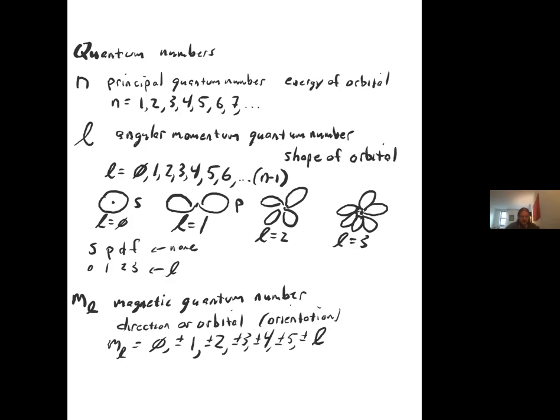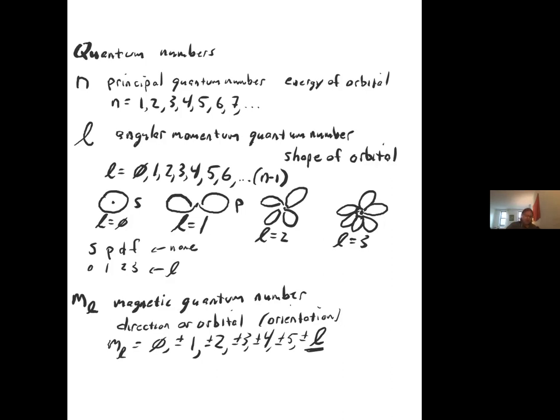But the highest it can be is L. It can never be greater than L. So let's say that L is 4. M sub L could be 0, plus 1, plus 2, plus 3, plus 4. It has to stop at L. But it can also be minus 1, minus 2, minus 3, minus 4. It has to stop at minus L as well. So it can never be greater than L.